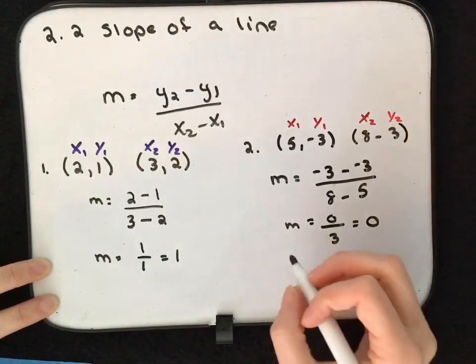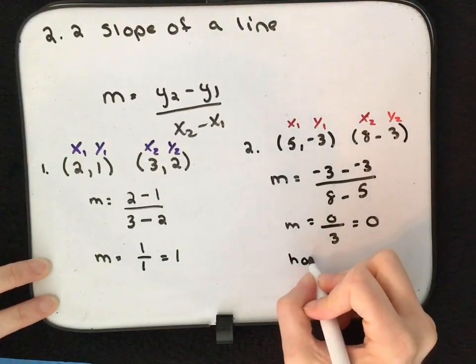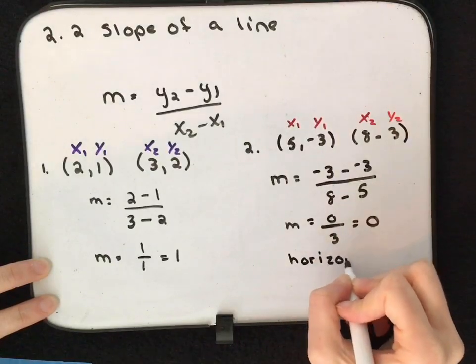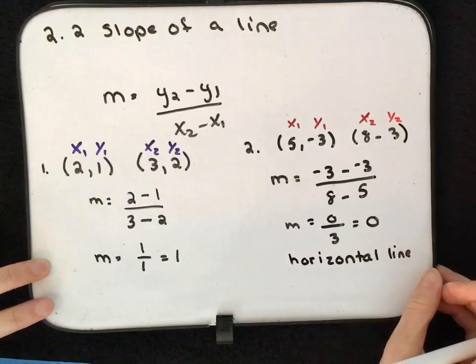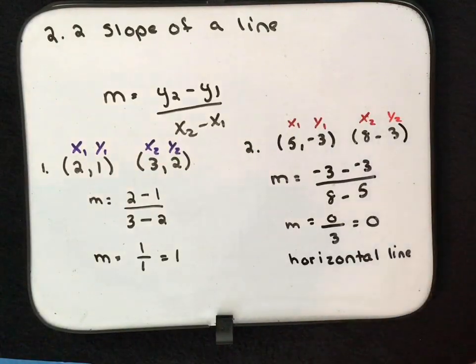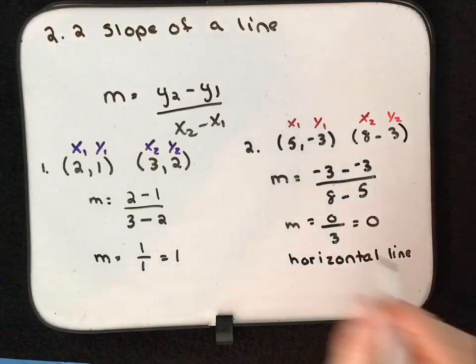A slope of 0 is special because that's a horizontal line. Think about if you were building a table and you put a level on the table, you would want it to be nice and level, so you would want a slope of 0. That would be a horizontal line.